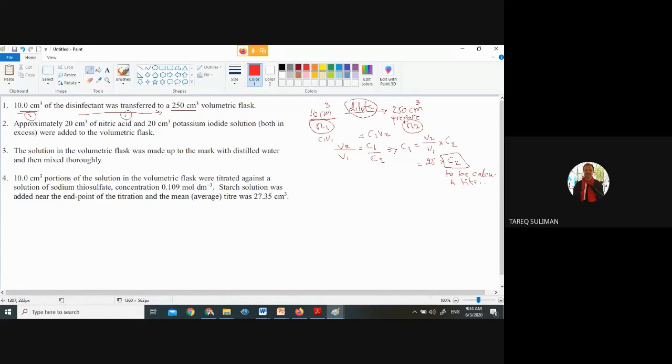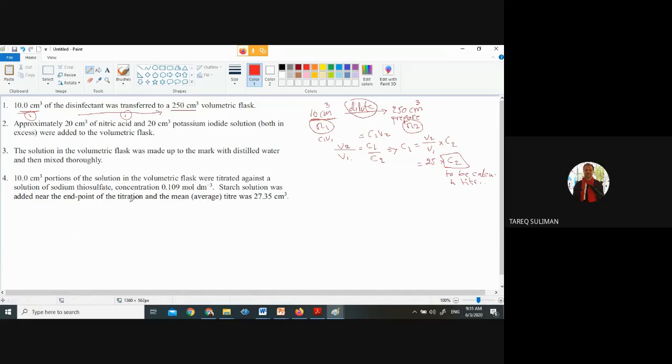Okay, so the concentration here will be multiplied by 25 to find the concentration in the 10 centimeter cube, but number of moles will be the same. Okay, so I will repeat. We take the 10 centimeter cube, we dilute it. When we dilute it, the concentration decreases. We can find the concentration this way. Number of moles will be the same. Please keep the same information in your mind, because we are going to go back to the question.